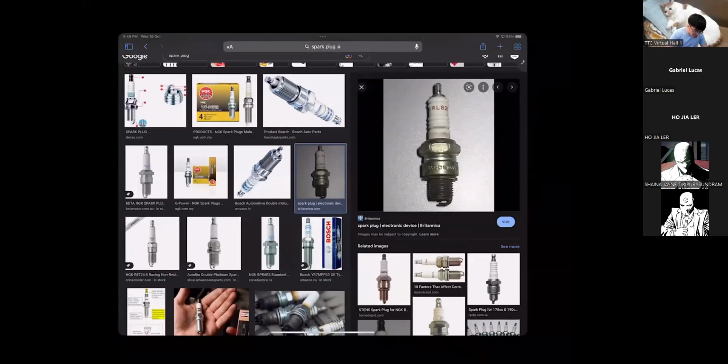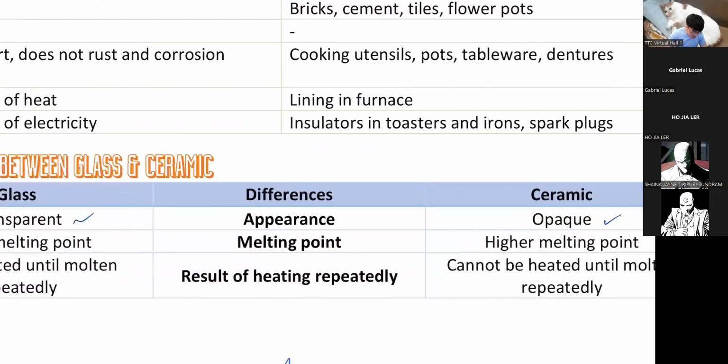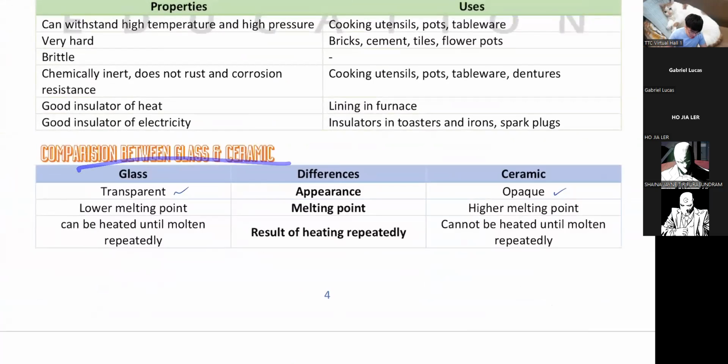Okay, so that's pretty much it. That's our ceramic. Really easy stuff. Okay, so the difference between glass and ceramic. Number one is the appearance. Glass is transparent, but ceramic is opaque. That means light cannot go through them.